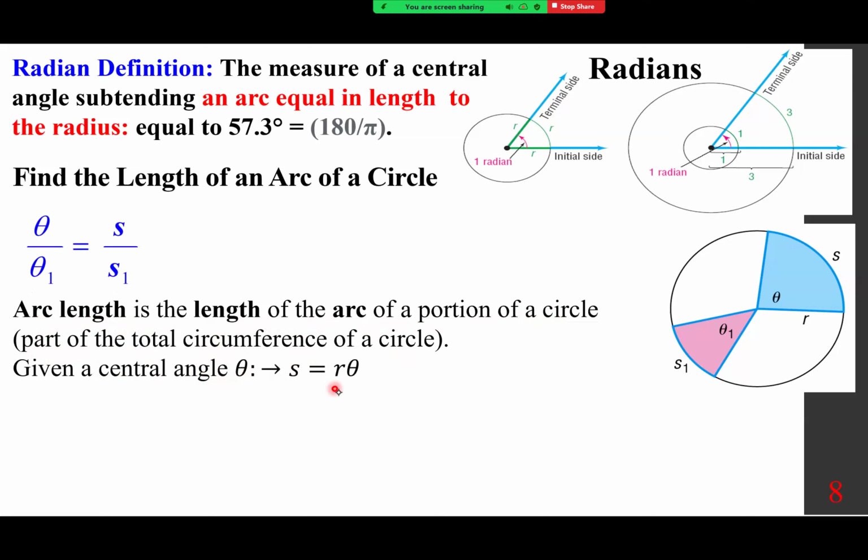Here's the idea. When you compare the angles, understand C equals 2 pi R. 2 pi radians represents the arc or angle, and you can represent it with theta. Therefore, S becomes R times theta. In the case of a circumference of a circle, what is theta equal to? 2 pi.